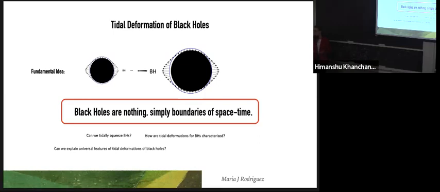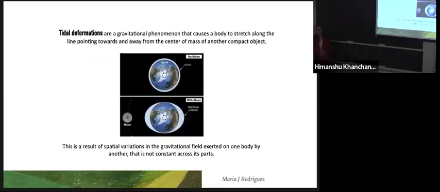So how are these characterized, and do they have some relevant information that we can find for those? So what are we talking about? What is the idea of tidal deformations?